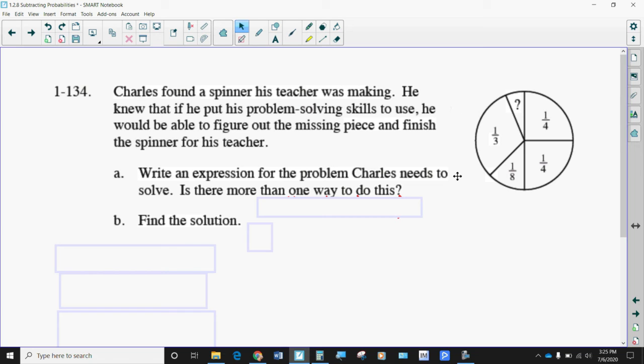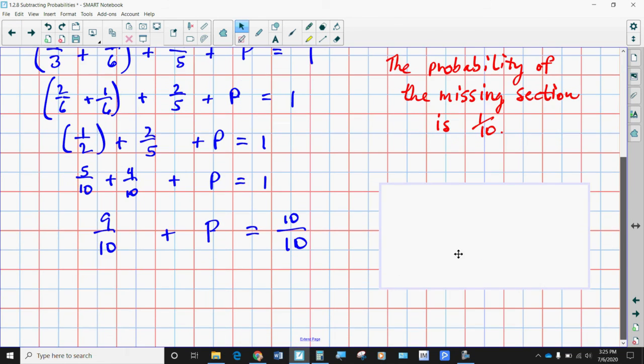So Charlie found a spinner that his teacher was making. He knew that if he put his problem-solving skills to use, he could figure out the missing piece. Okay. So what is the expression that we would work on here? What we did in the previous problem was we added up all of these parts and then subtracted it from 1. So that's the expression we're going to use here. But you have to find the total sum of all of these first before you do the subtraction. And if instead of subtracting you like to think about the counting up method, instead of 10 minus 9, you just think, well, 9 plus 1 is 10, so this has to be 1/10. You can think of it that way too.